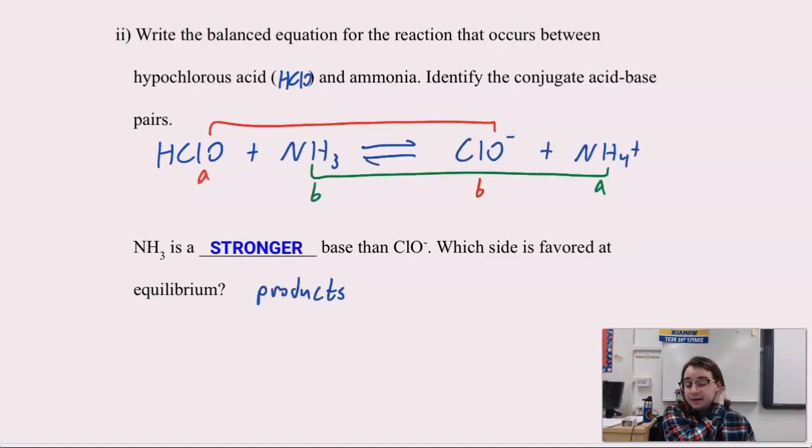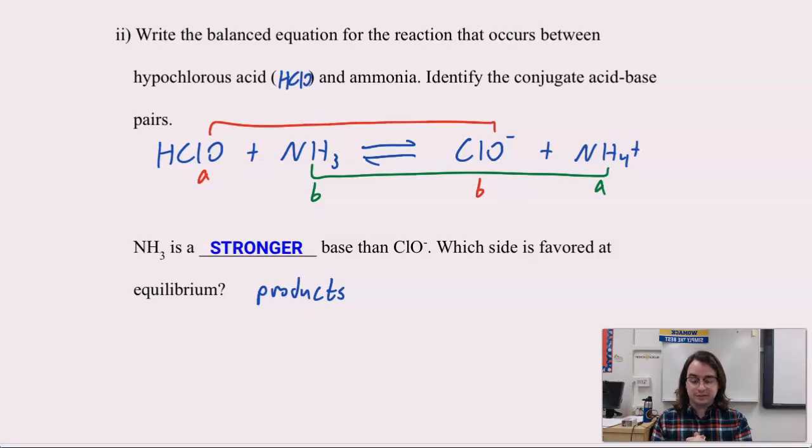All right, so this is what we got. We have HClO, of course, acting as the acid. NH3 is acting as the base. In this situation, it says NH3 is a stronger base than ClO minus. So which side is favored at equilibrium? Again, it would be the products because NH3 is going to be quicker to accept. It is a bigger proton acceptor than ClO minus, so it will push the reaction to the right. So it's going to favor products.